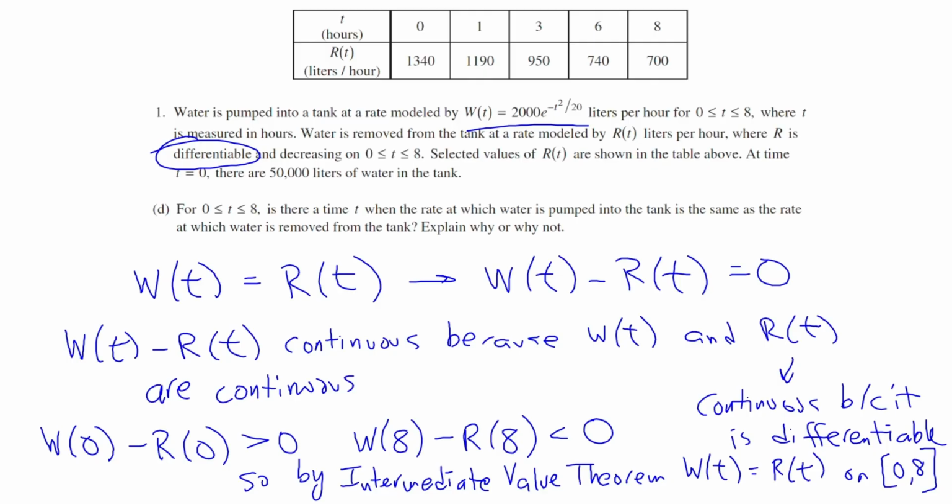Right? Because we know that there was a place where W minus R was positive, and a place where W minus R was negative. Therefore, W minus R equaled 0, like we said here, which indicated that W equaled R. And that is the end of part D for this rate FRQ. And that's the end of the problem. So that's it for number 1 from the 2016 AP Calculus AB exam.